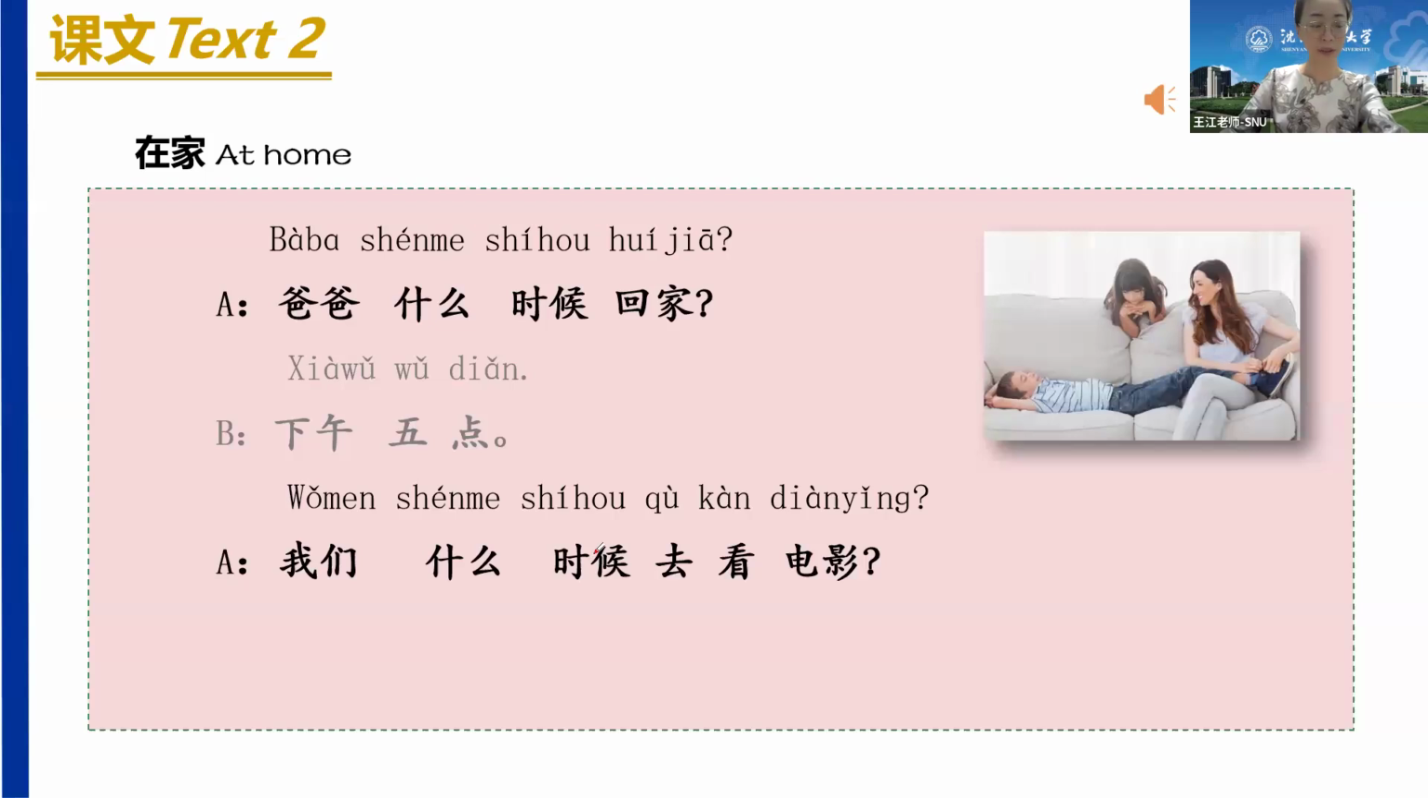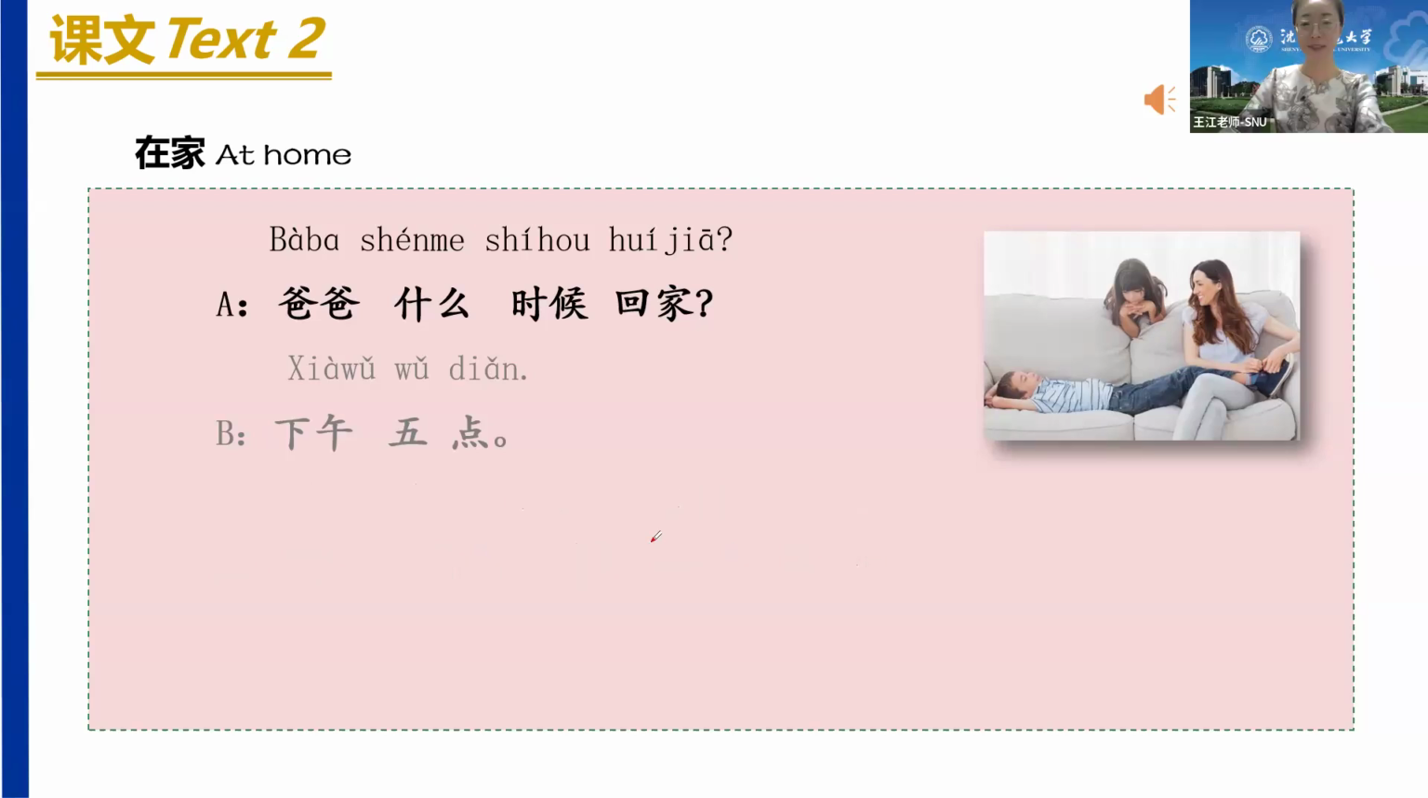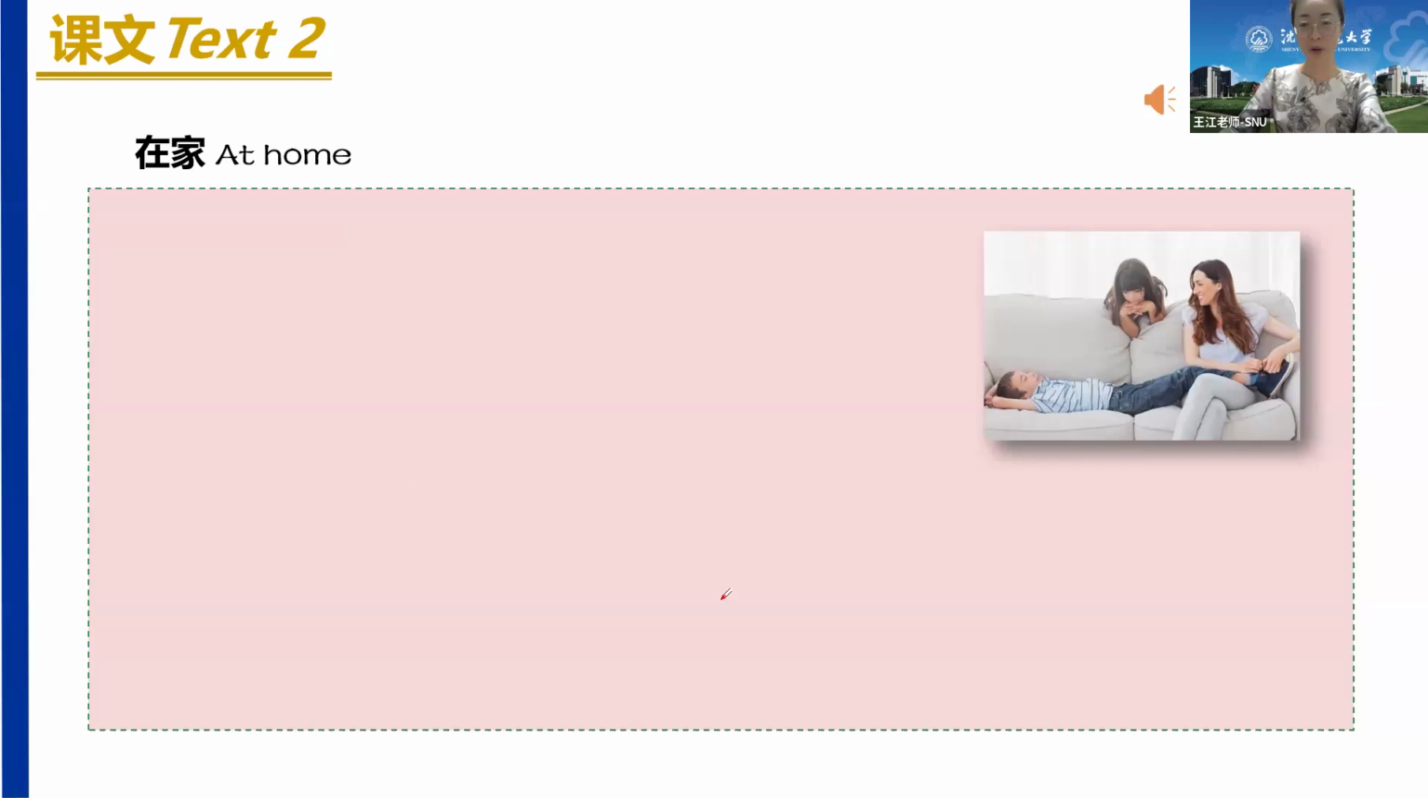Okay, good. So Yasser, how to express 6:30? The other way? What's the other way to express the time? 6点半。 Yes, very good. Okay, Yasser, now this time you are A. Halima, you are B. Please make the dialogue again.